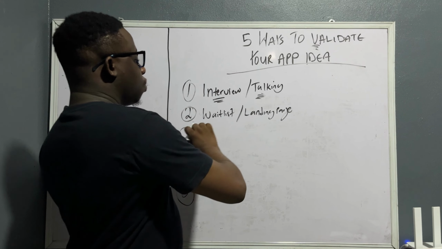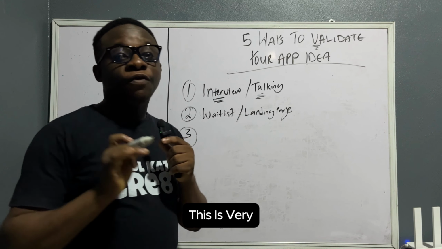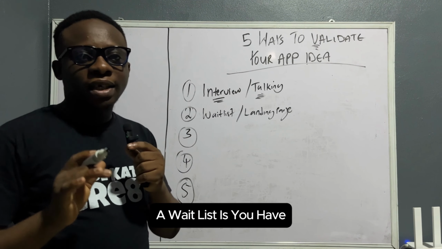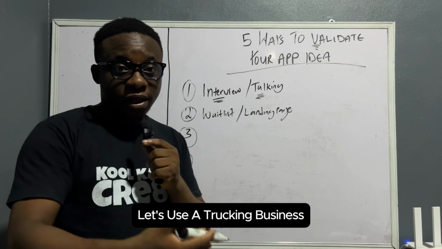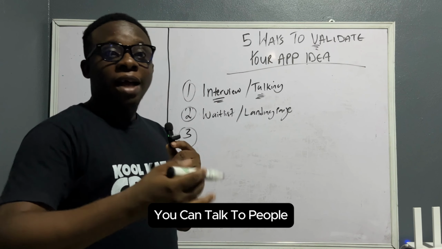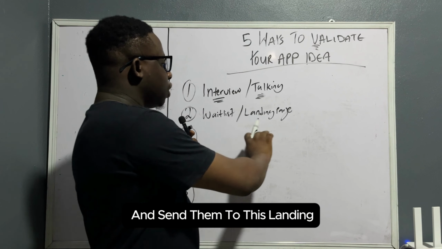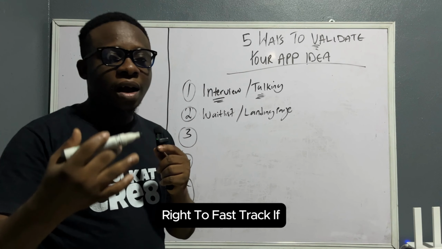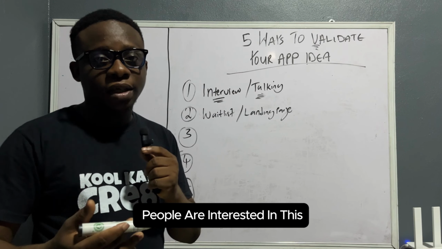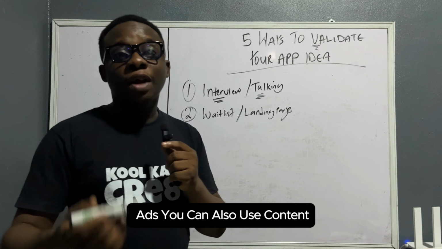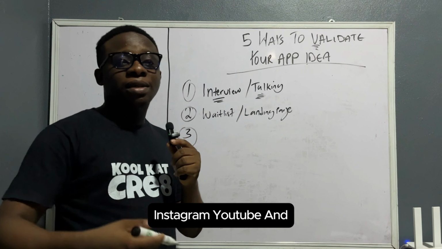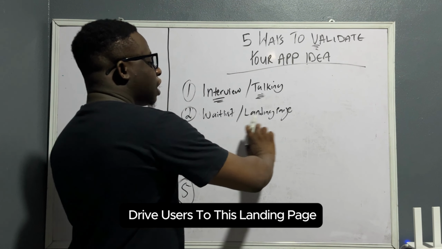Number two is waitlist and landing page. This is very, very important. Let's use a trucking business as an example again. You can talk to people and send them to this landing page. You can use ads, right, to fast track if people are interested in this. Or if you don't use ads, you can also use content. A lot of businesses put content on TikTok, Instagram, YouTube, and drive users to this landing page.